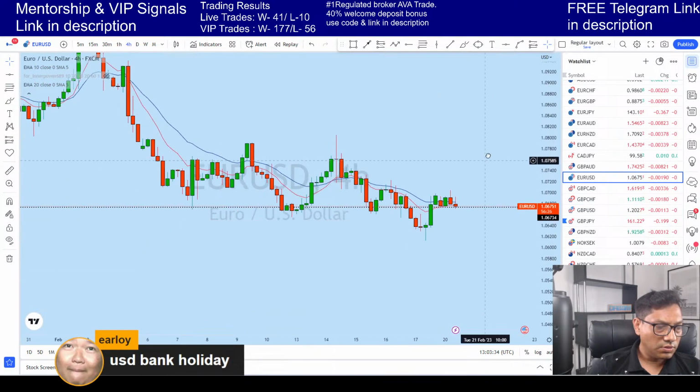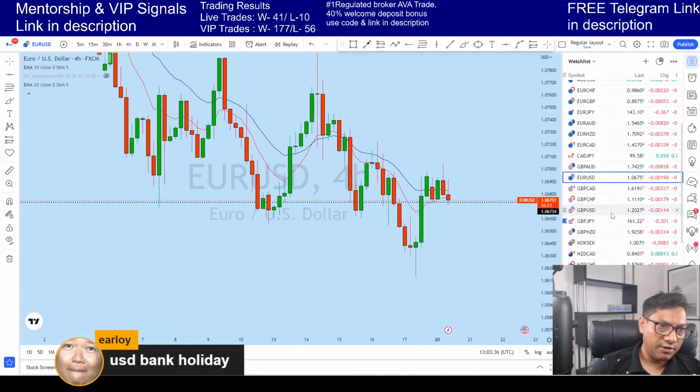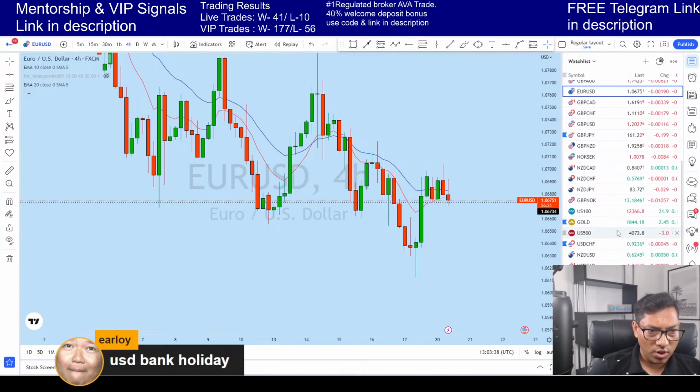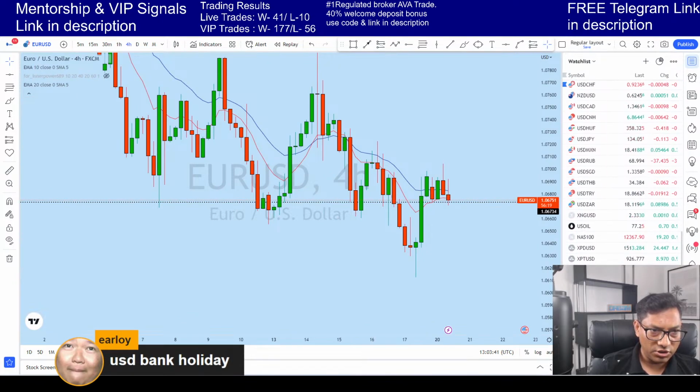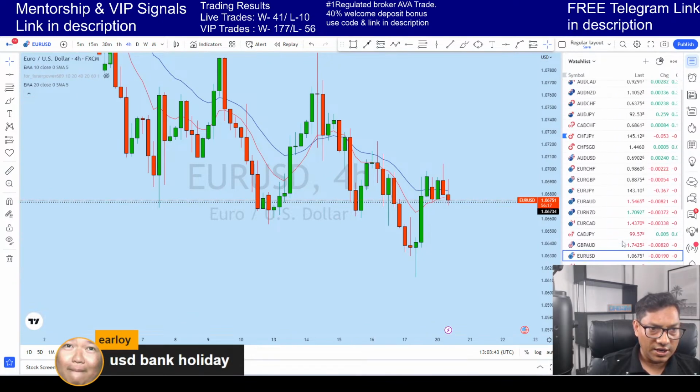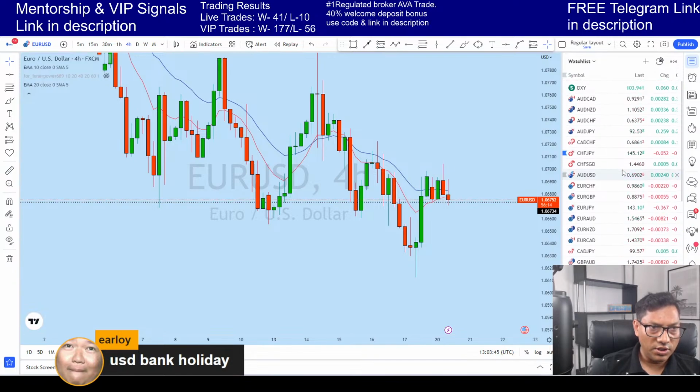Euro dollar. As I mentioned, let's first look at DXY and then we'll jump on euro dollar again, just to see a glimpse of the dollar, how they are doing. DXY.